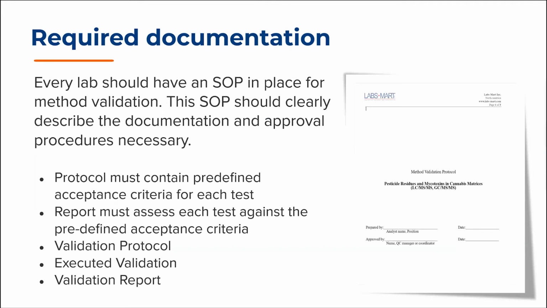So now we have our experiments that we need to run our validation. It's time to head into the lab. Not quite. First, there's some documents that must be addressed. The laboratory should have an SOP for method validation. This SOP should clearly describe the documentation and approval procedures necessary. At a minimum, validation must be conducted under an approved protocol. The validation protocol must describe the testing to be performed and the acceptance criteria for those tests.